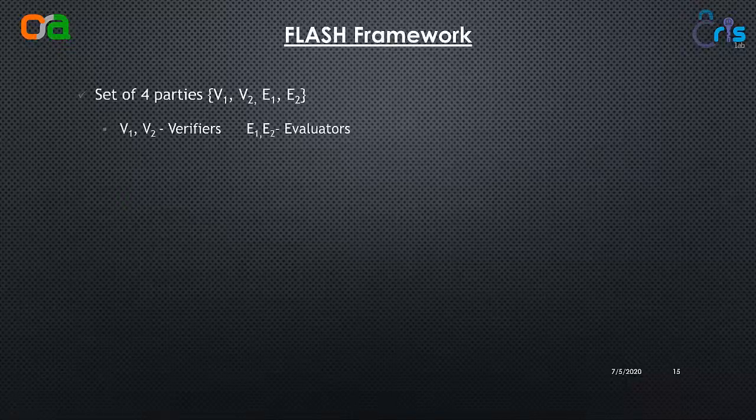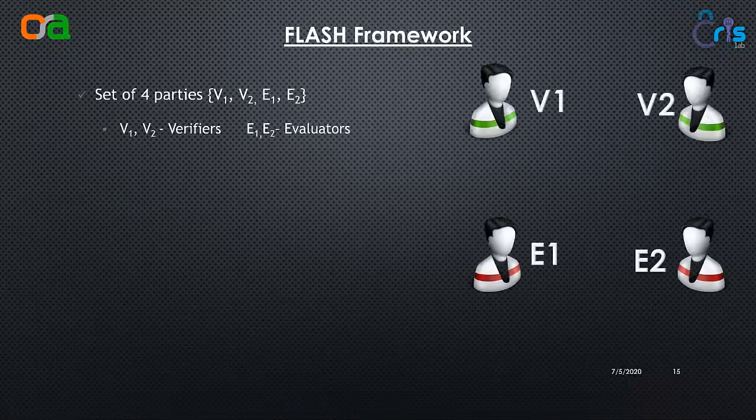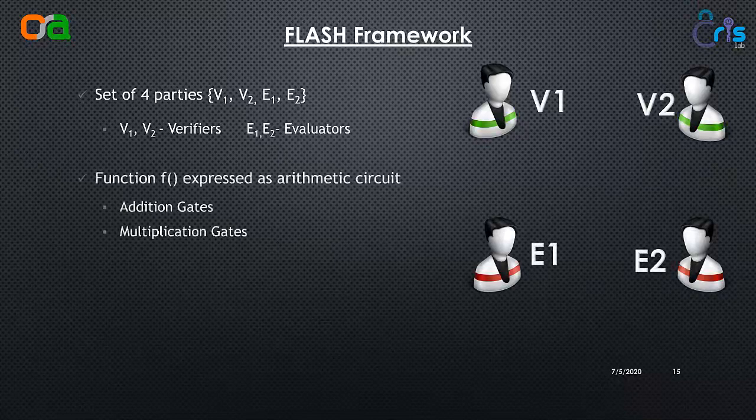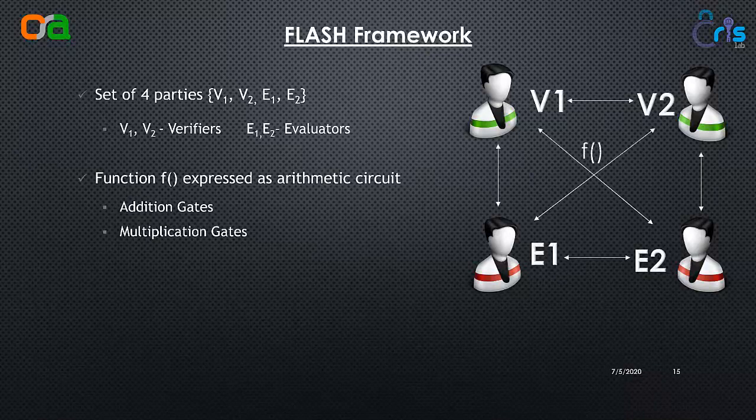So let's finally come to our Flash framework. As I said, there are four parties. We call them V1, V2, E1, and E2. V1 and V2 act as our verifiers. E1 and E2 act as our evaluators. So a function f that they want to compute is expressed as an arithmetic circuit, which is basically a composition of addition and multiplication gates.